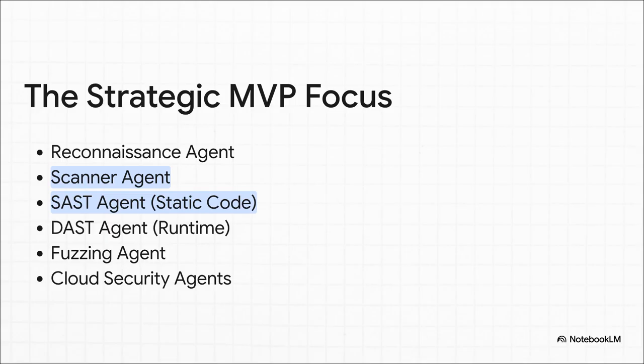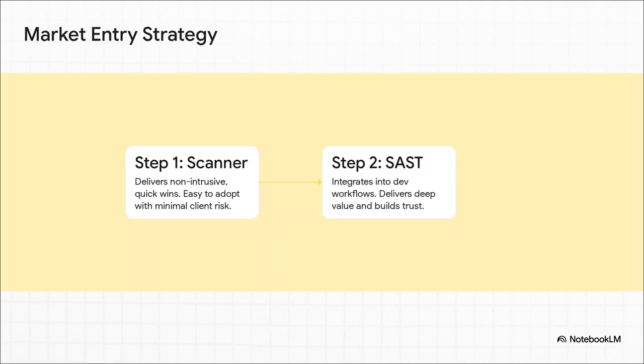And this is where the strategy for XTest gets really smart. The idea is to narrow your focus, like a lot. Forget the entire army for a minute. You start with just two, the scanner agent and the SAST agent. That's the one for static code analysis. Think of it like a surgical strike. And there's a brilliant logic to this two-step punch.